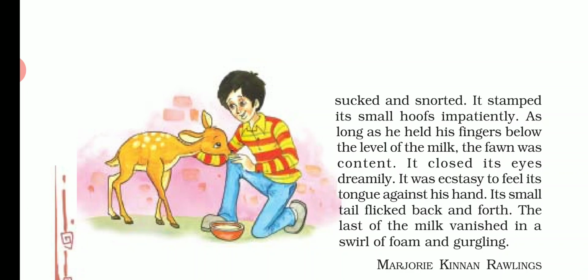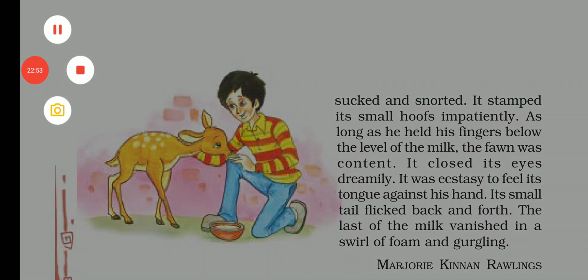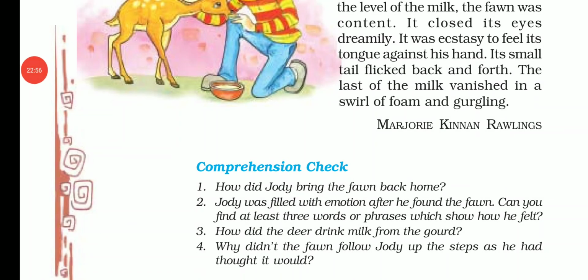Okay, fine children. Now moving towards the summary. Children, before the summary, there are some comprehension questions. Please do that. How did Jody bring the fawn back home? Jody was filled with emotion after he found the fawn. Can you find at least 3 words or phrases which show how he felt? How did the deer drink milk from the goat? Why did the fawn follow Jody up the step as he had thought it would? So please try to do these questions as your homework.